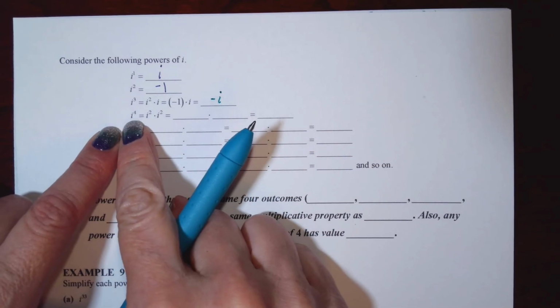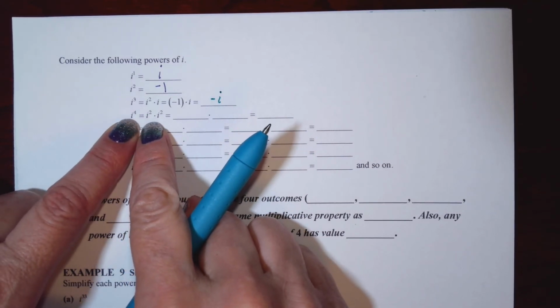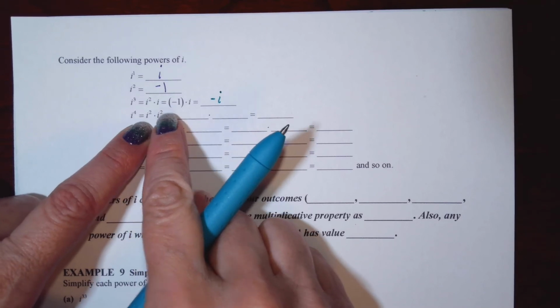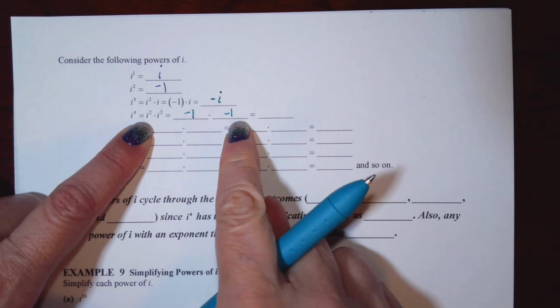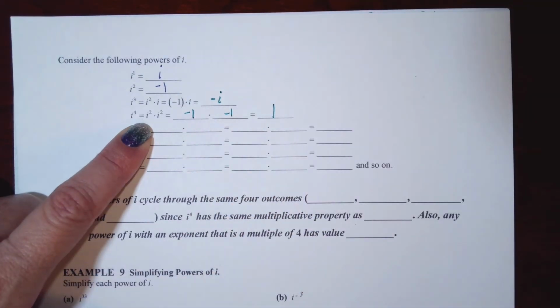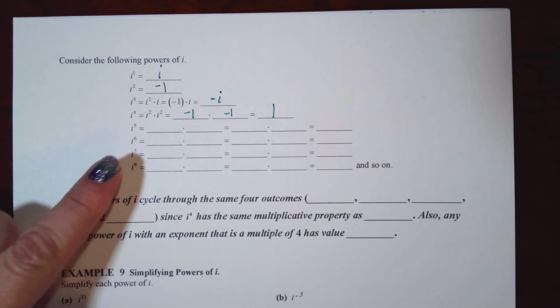i to the fourth would be i squared times i squared, because again, if you're multiplying the base, you add the exponent. And i squared, we know, is negative 1. A negative 1 times a negative 1 is a positive 1. Let's look at the next one.